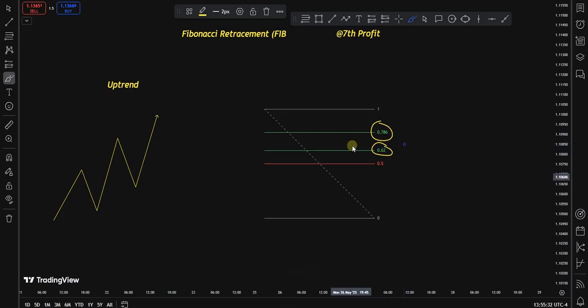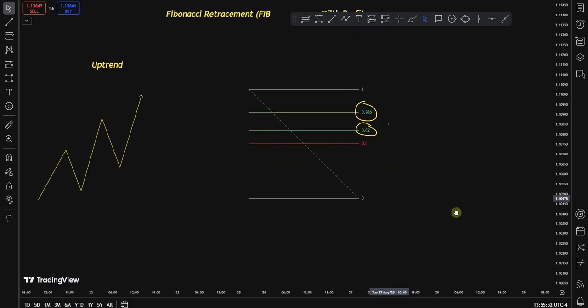So you see, in between this 0.786 and 0.62 is our golden zone. I call it a golden zone. This is exactly our point of interest, POI, right? POI. That's exactly where we are going to enter. Right there.